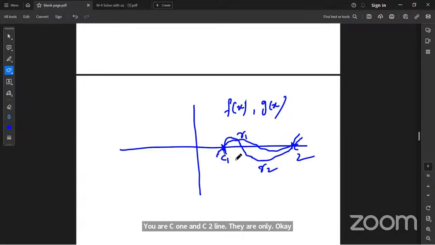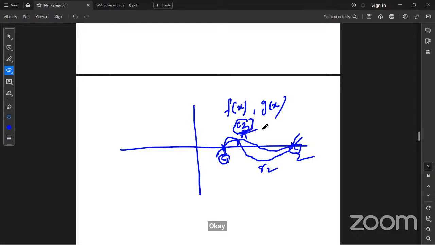So I am assuming that here f(x) and g(x) are cutting the x-axis, and here they are cutting the x-axis. Suppose C1 is lying here, C2 is lying here. Then you need to find the position of the third city. What will be the x coordinate for this city 3? That you need to figure out.